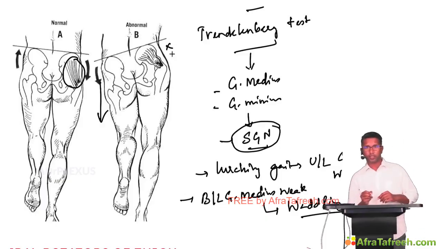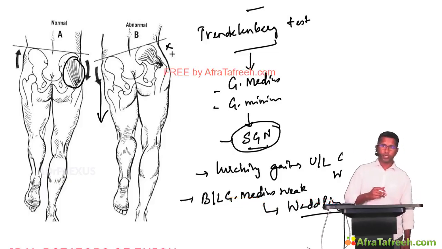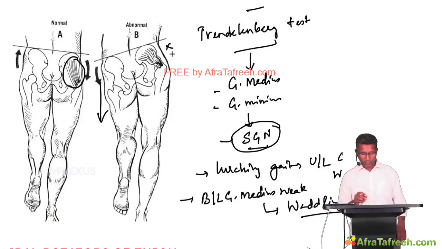So they will walk like this. Either side the shoulder will dip, so that is called waddling gait. If one side the shoulder dips, that is called lurching gait.